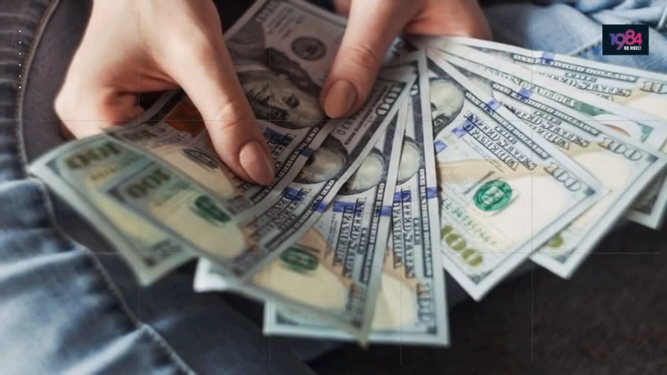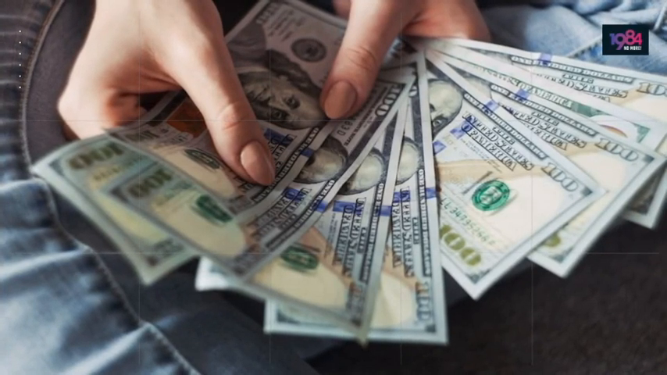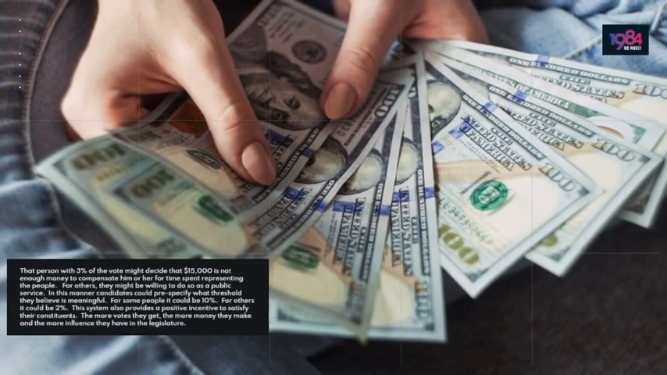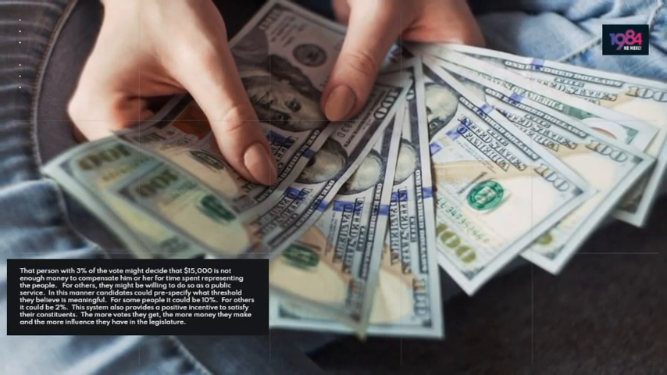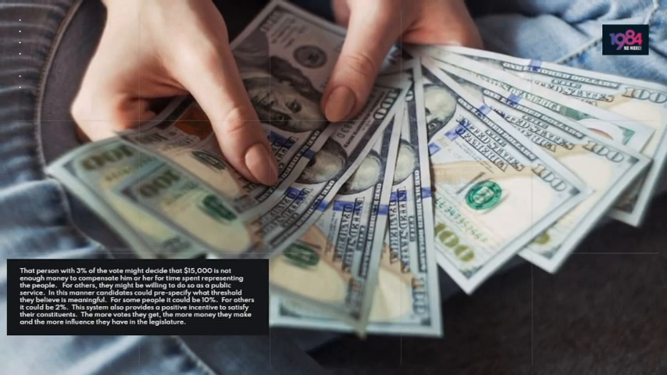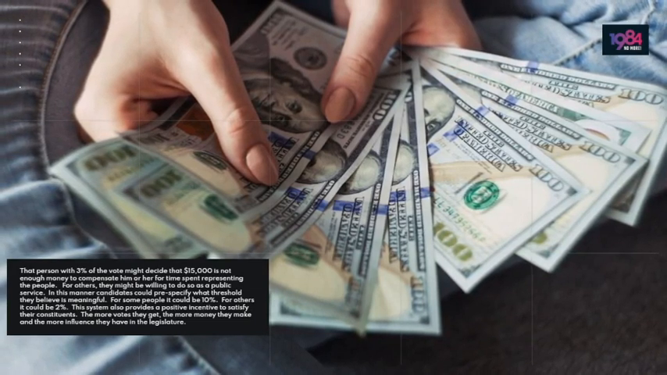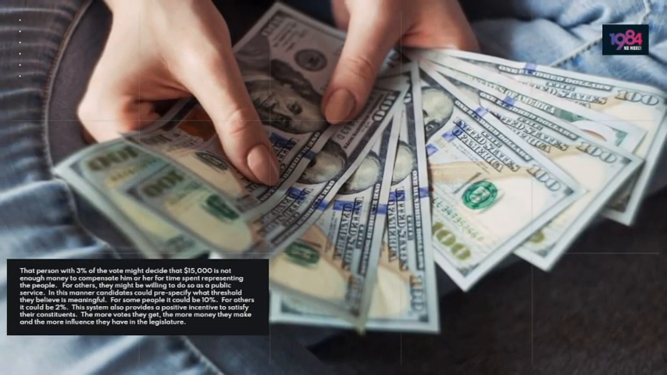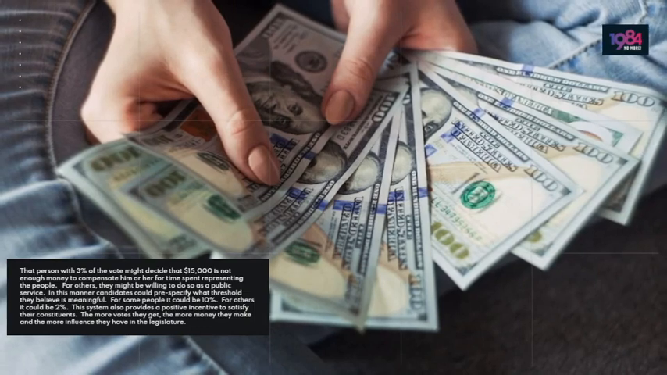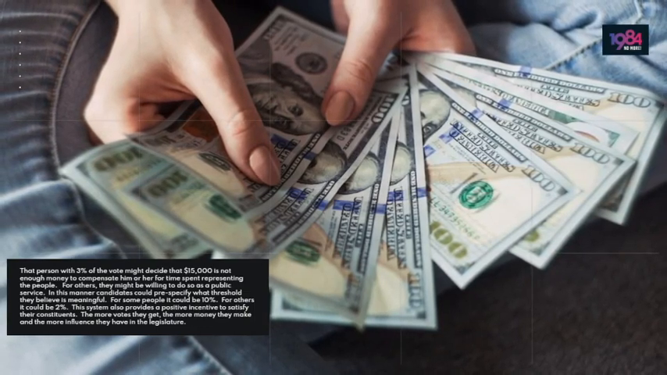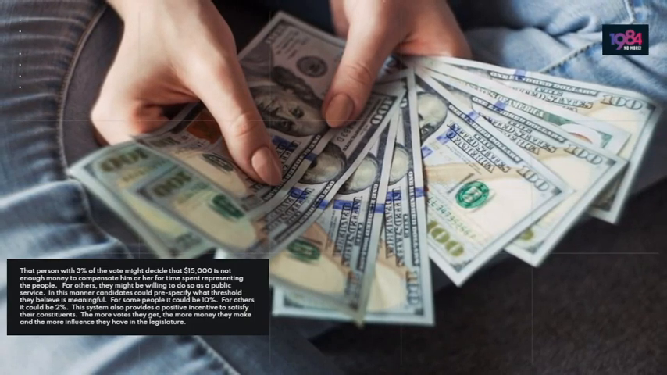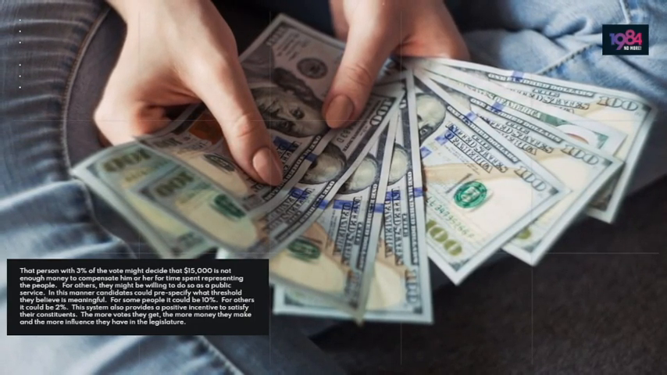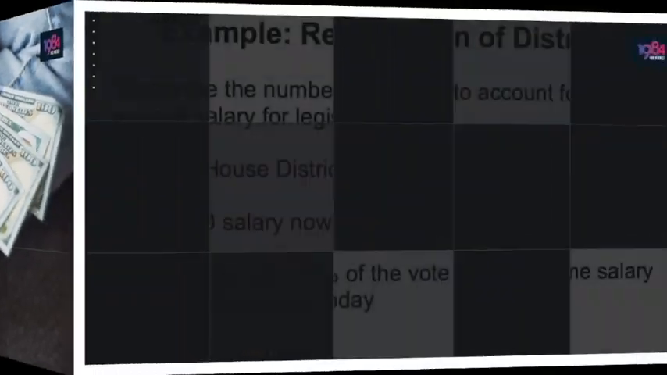That person with 3% of the vote might decide that $15,000 is not enough money to compensate him or her for time spent representing the people. For others, they might be willing to do so as a public service. In this manner candidates could pre-specify what threshold they believe is meaningful. For some people it could be 10%, for others it could be 2%. This system also provides a positive incentive to satisfy their constituents. The more votes they get, the more money they make and the more influence they have in the legislature.